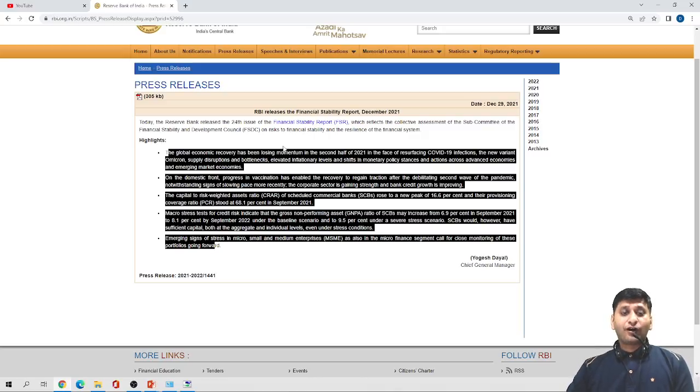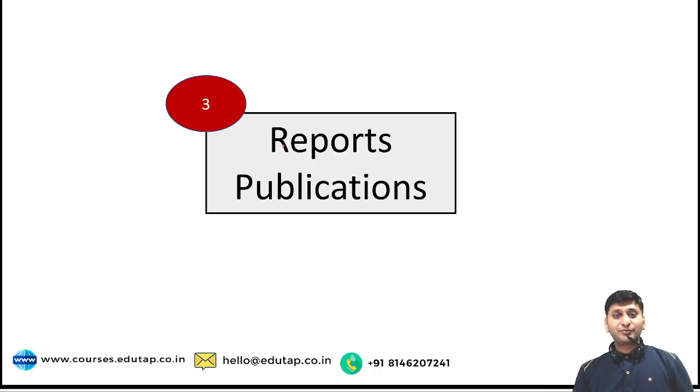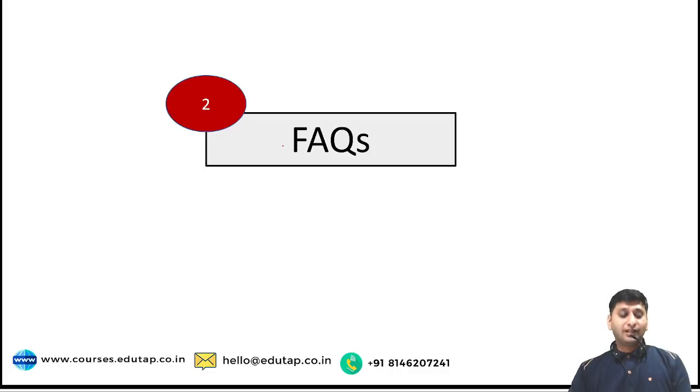Okay, so that was about reports and publications. And one thing I want to tell you: right now, when I am making this video, the RBI annual report on the website is the old one, and the new one is expected to come before your exam itself. So maybe you can delay your reading of the RBI annual report, maybe do it after the new report is out, or if it does not come out in another 30-40 days, you can read the old report. Number 2 is the FAQs.